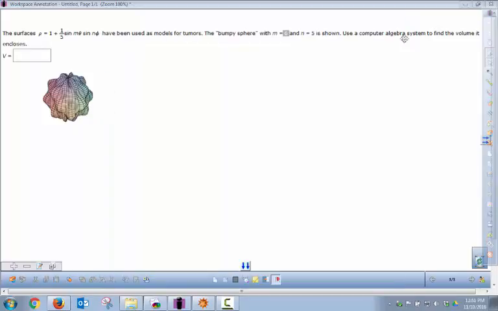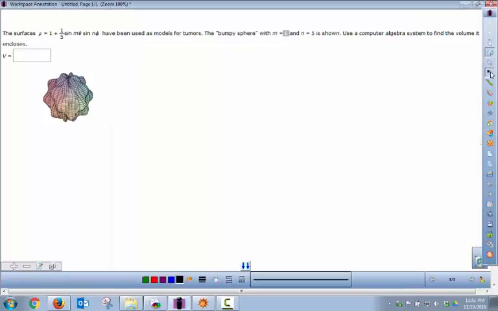All right. Before we get started with that, though, let's take a look at this surface. Use a computer algebra system to find the volume that it encloses. So we need to find a volume, and it looks like we have to find the volume of this solid.